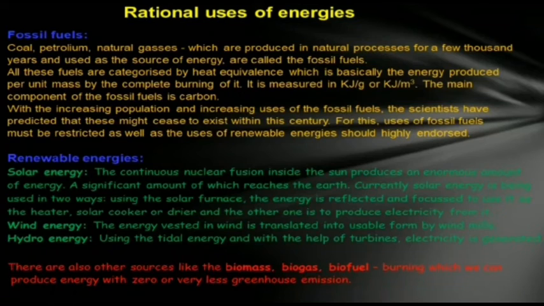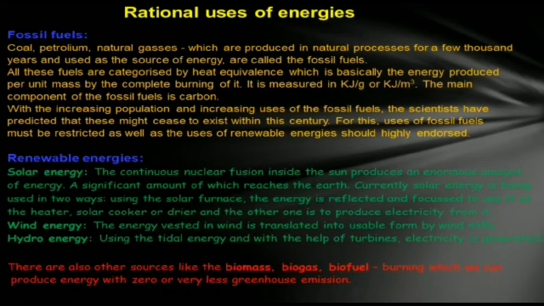The solar energy: the continuous nuclear fusion inside the sun produces an enormous amount of energy, a significant amount of which reaches the earth. Currently, solar energy is being used in two ways. Using the solar furnace, the energy is reflected and focused to use it as a heater, solar cooker, or dryer, and the other one is used to produce electricity from it.